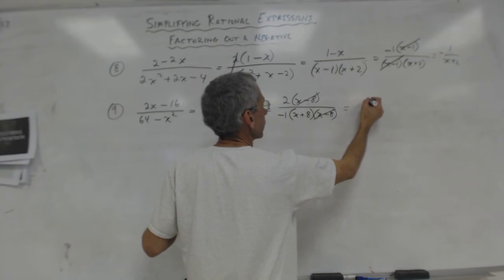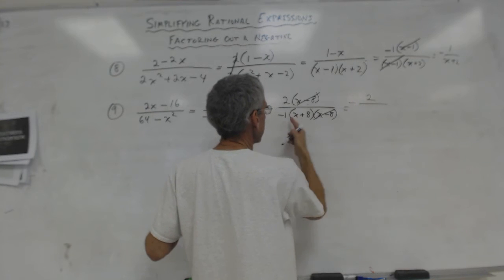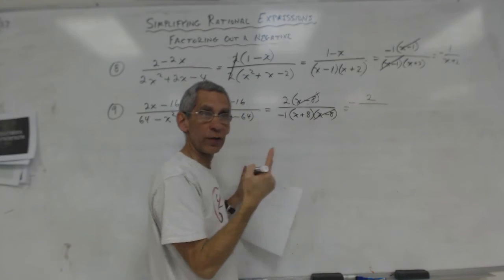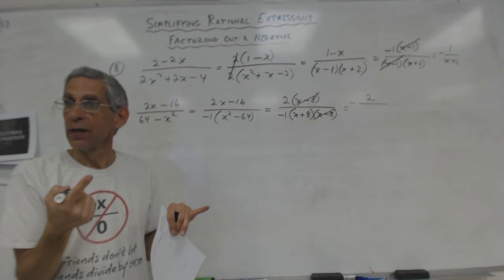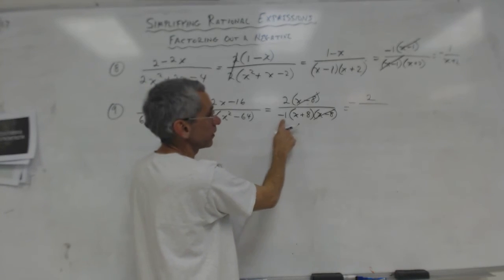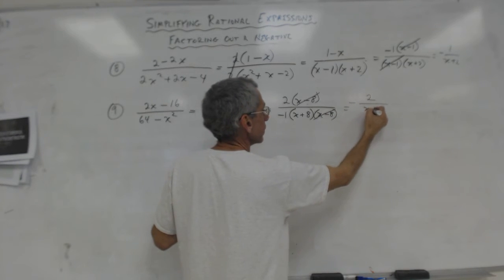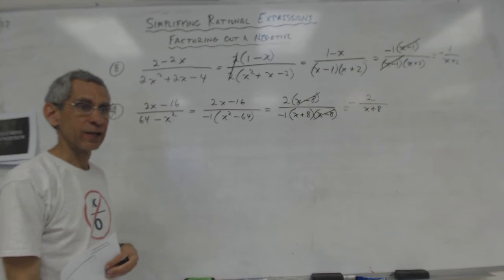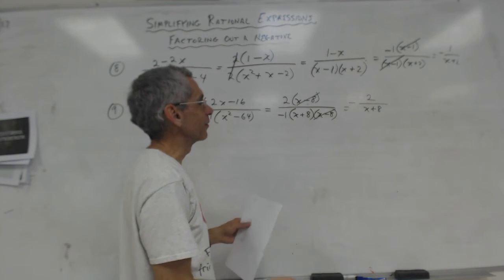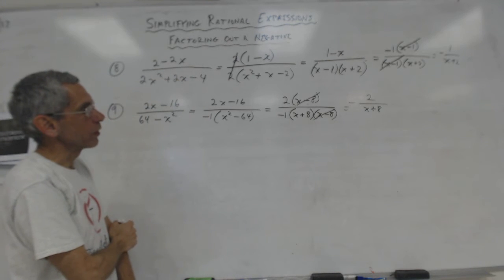So my final answer is 2 over negative, I'll just put the negative. You guys know that a negative anywhere in a fraction can be taken anywhere, right? If I've got a negative underneath, I can put it above, I can put it in front, I can put it anywhere I want. Except behind. Thank you for pointing that out, I've never thought of that. So we got 2 over x plus 8.